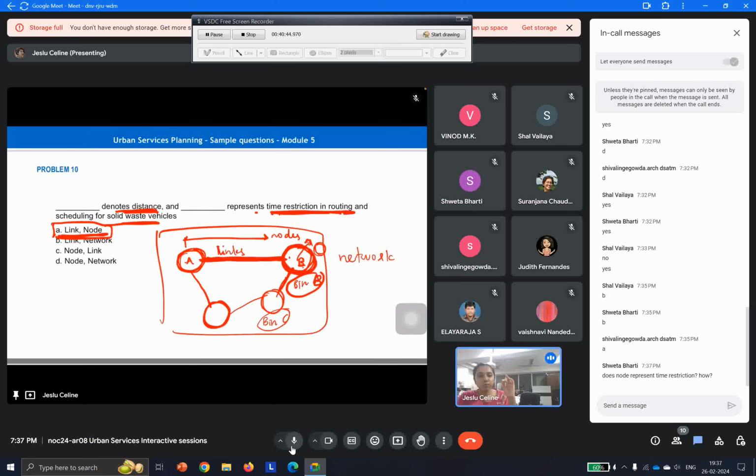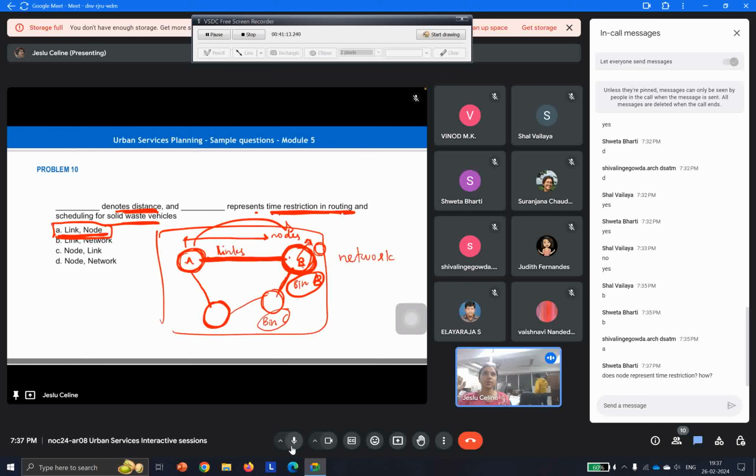Now, in nodes, we usually look at how much time is taken to come from this distance to this distance. So that is also put inside a node. Does a node restrict time? Yeah. By time restriction, we are mainly talking about when you're solving a network analysis problem, solving a network, it is on the node that we look at the time taken to travel from this region to this region.